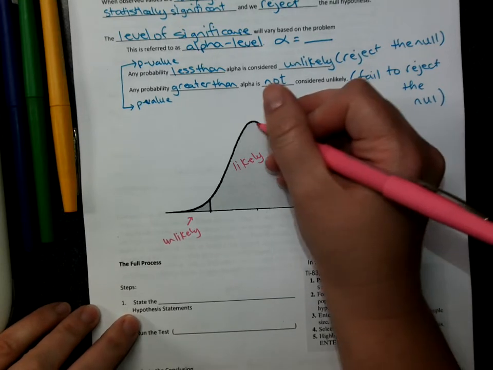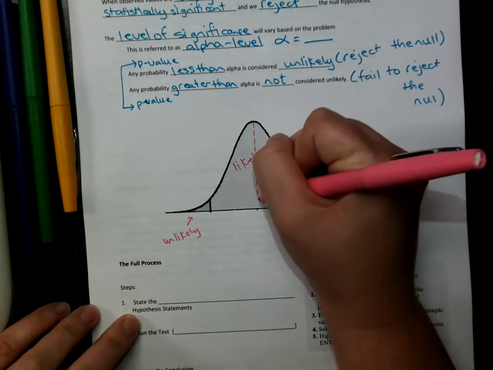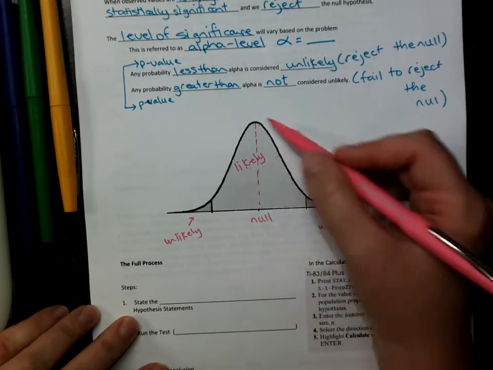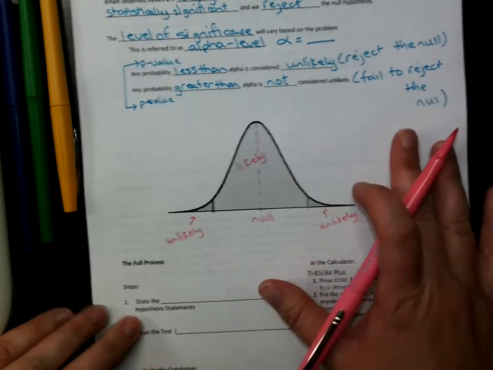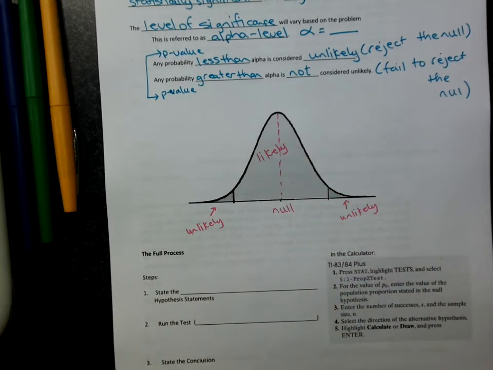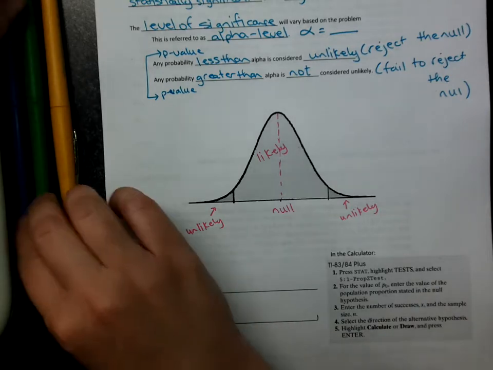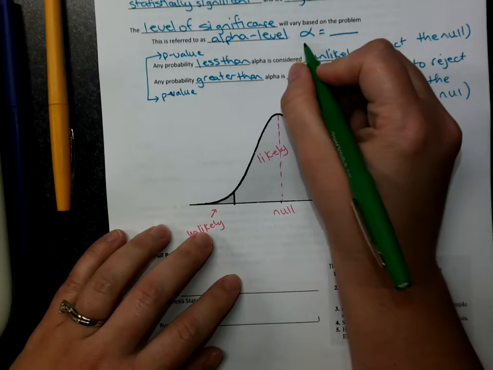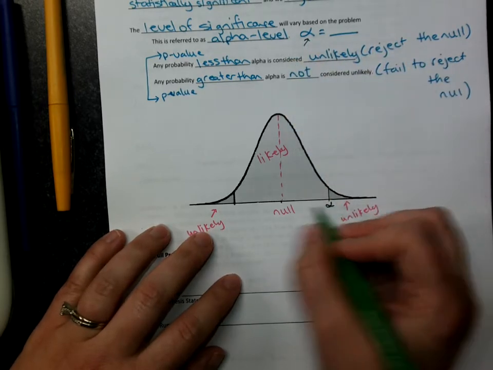So with this in mind, the null is where we're expecting our sample to fall. We're expecting our sample to fall in the middle where it's most likely. So that's where the null is. The alternative is in the tails. What are we trying to prove? We're trying to prove that our sample's in the tails. So our alpha level, this alpha, is this cutoff point.